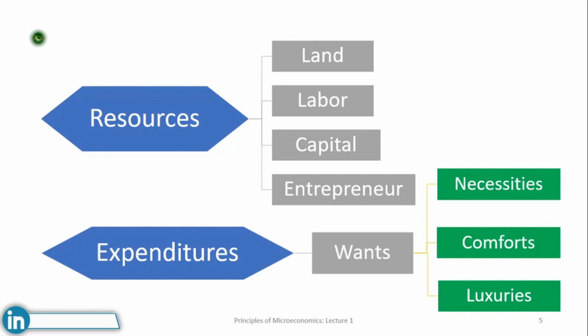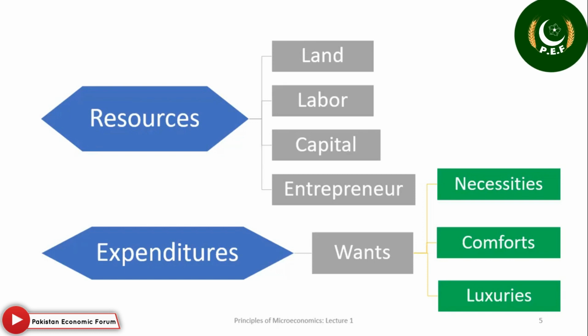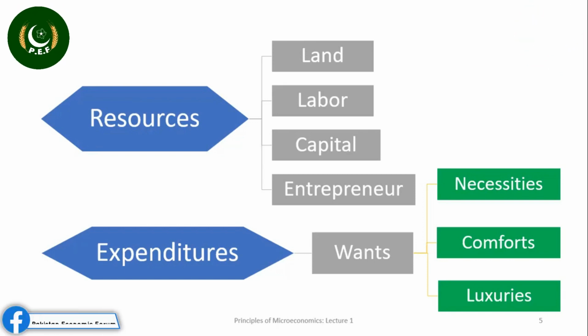Then are the comforts. Comforts are those things without which we can live, but with these things, our life is made easier. For example, having a fan in your room, or having a decent room, having a bed in your house, having a car, a moderate type of car, having a motorcycle, and so on. Next are the luxuries. These are the goods that are demanded at higher income.